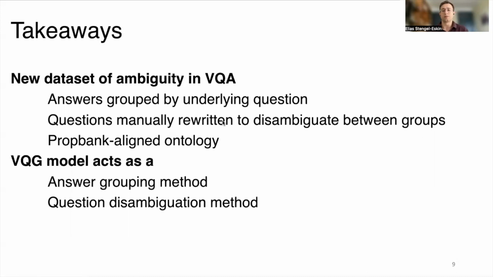We then introduced a visual question generation model that acts as a method for question disambiguation while also representing information about answer groups. As I said, there are a lot more results and analyses in the paper, and I'll talk more about those in the talk.